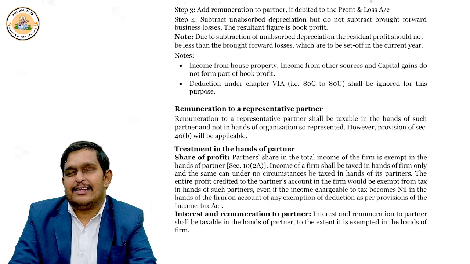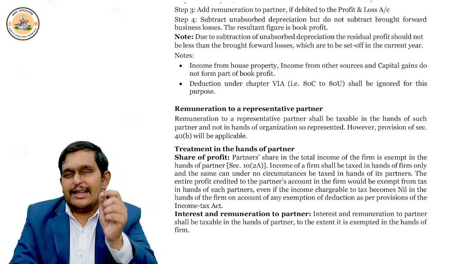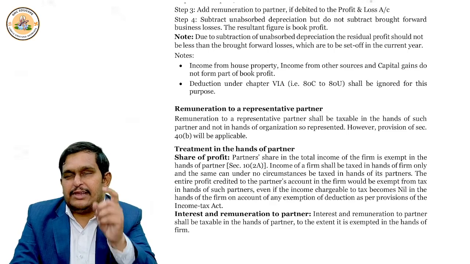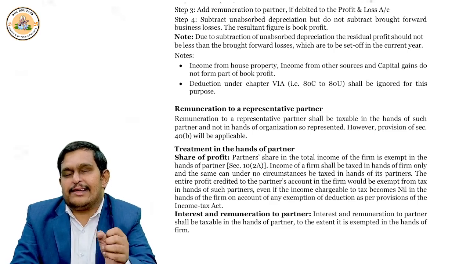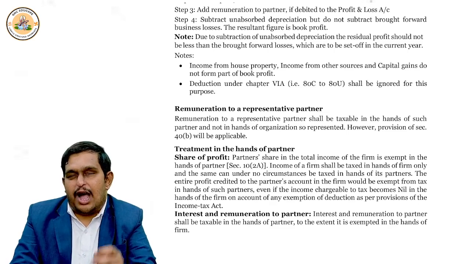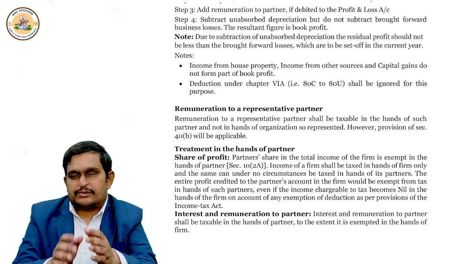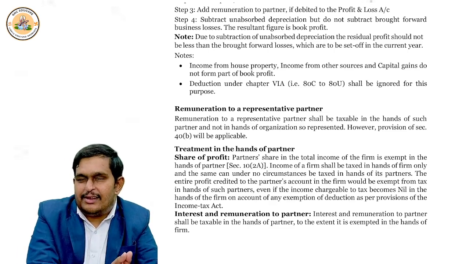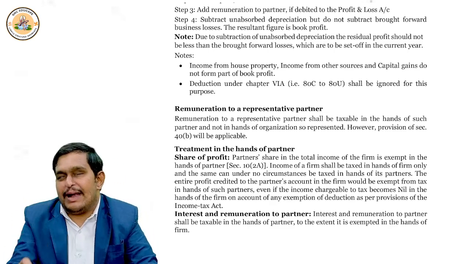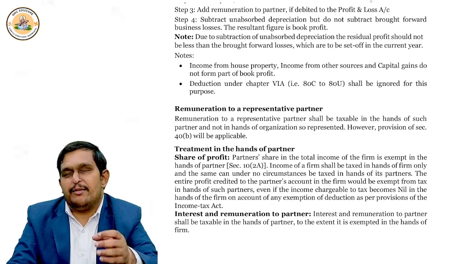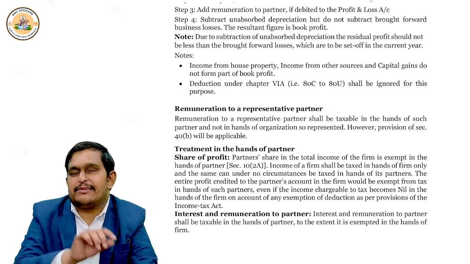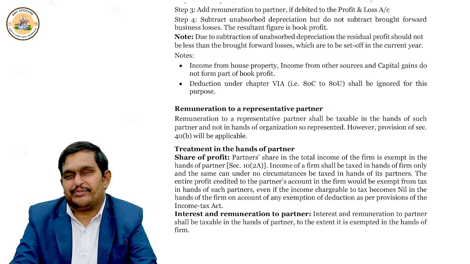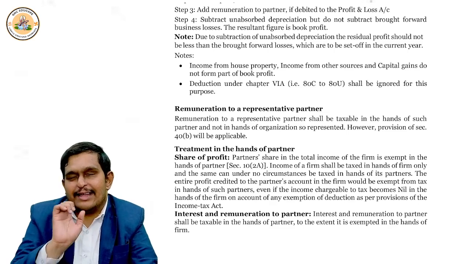The answer is, if something is deductible for the firm, if something is expenditure for the firm as per income tax, like I said, interest up to 12% can be deducted, I said. So up to 12% interest is deductible to the firm. That means it is taxable to the partner. If maximum remuneration is deductible to the firm, then it becomes taxable to the partner. This way you should understand.